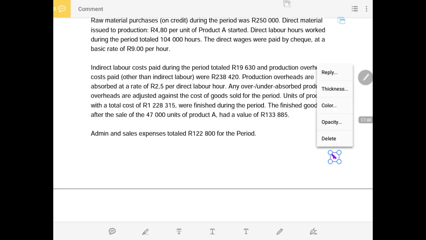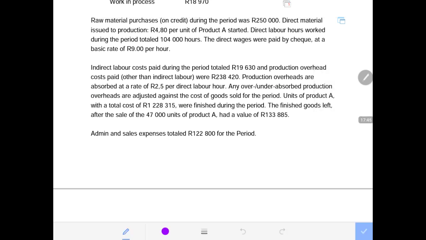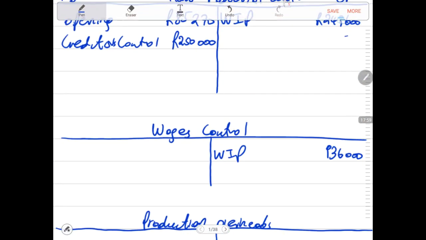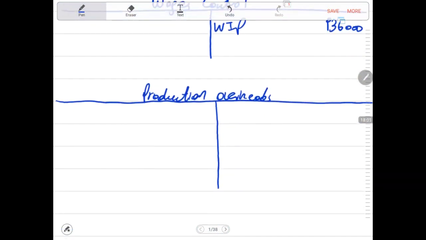Then now we go to our indirect information, that is in the second paragraph. Indirect labor cost paid during the period is 19,650. Remember, all the indirect costs must be recorded under our production overheads, because overheads or indirect costs are manufacturing overheads. We had 19,650, and this is from our wages control.